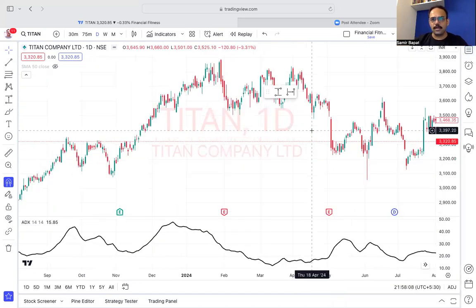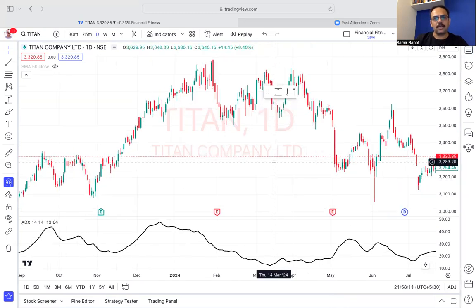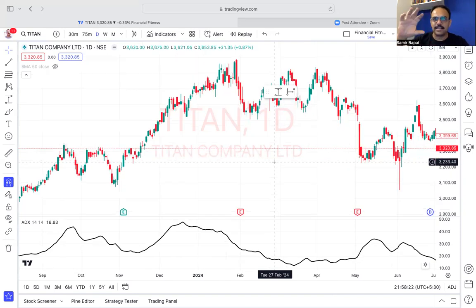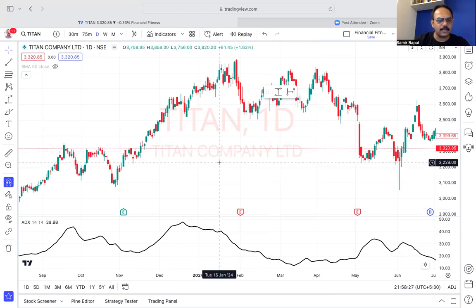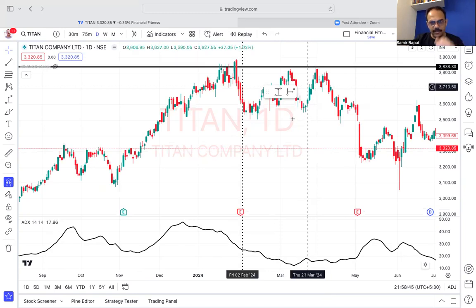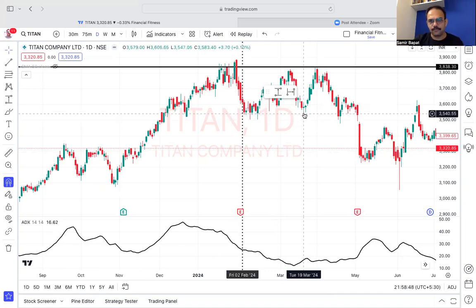Okay, now we have Titan. Why does ADX going below 25 not give a guarantee that it is going to go up? Here is the example. ADX will only tell it's a sideways movement. It's a double-edged sword. It can go up, it can go down. If you see here, ADX went down, and from here it remained below 25 for roughly 52 days.